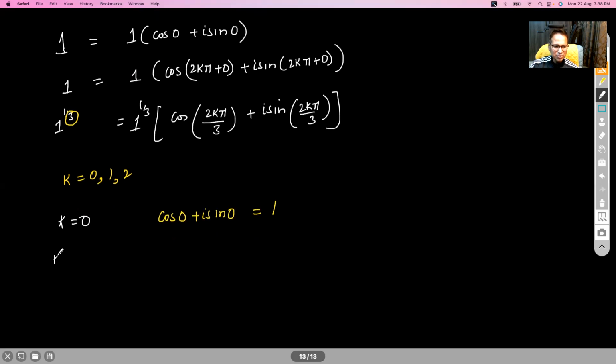Now, when you put k as a 1, what do you end up getting? You end up getting cos, let me write it in yellow. When you put k value as 1, what do you end up getting? You end up getting cos 2 pi by 3 plus I sin 2 pi by 3.